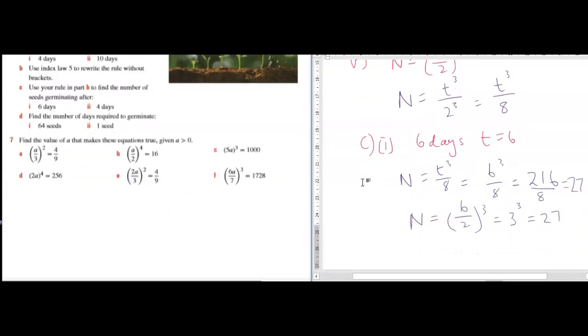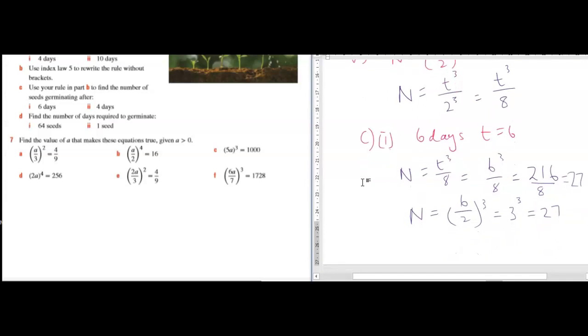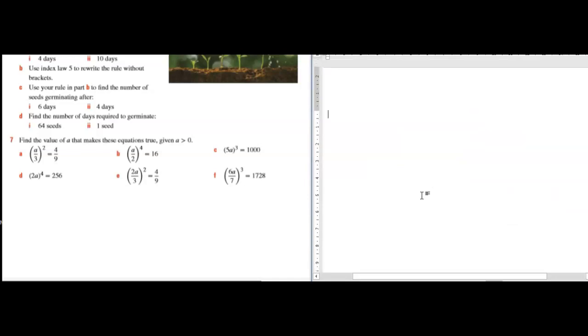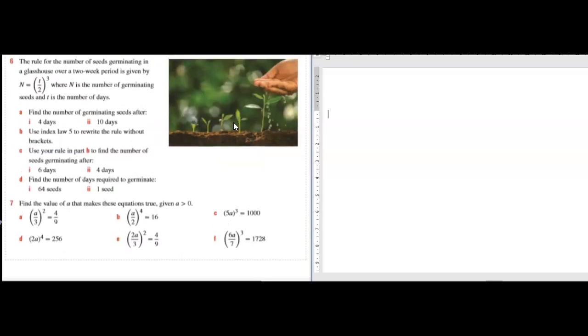Okay, so then you can do it for 4 as well. Question D, find the number of days required to germinate 64 seeds and 1 seed. So let's get rid of all that. I'm just going to rewrite the rule again. So n equals (t over 2) cubed. And let's just write the question. So D part 1, we want n equals 64. So we've got 64 equals.